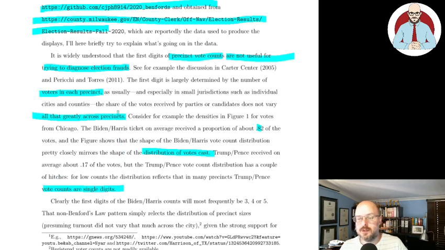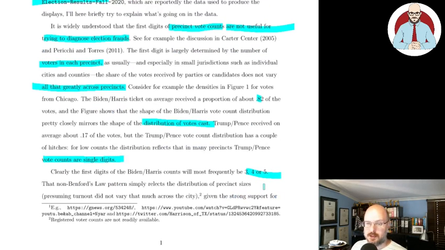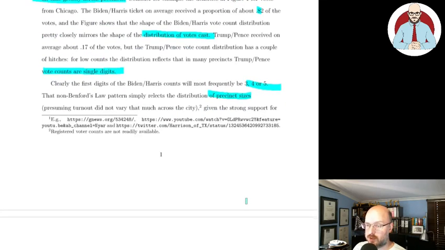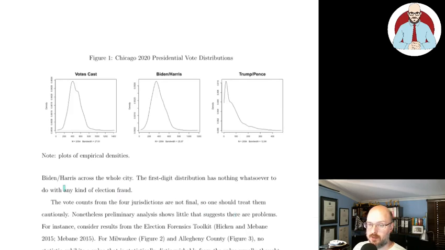Clearly, the first digits of the Biden-Harris counts will most frequently be 3, 4, or 5. That non-Benford's law pattern simply reflects the distribution of precinct sizes, presuming turnout did not vary that much across the city. Given the strong support for Biden-Harris across the whole city, the first digit distribution has nothing whatsoever to do with any kind of election fraud.